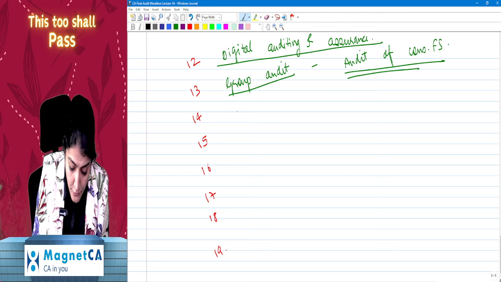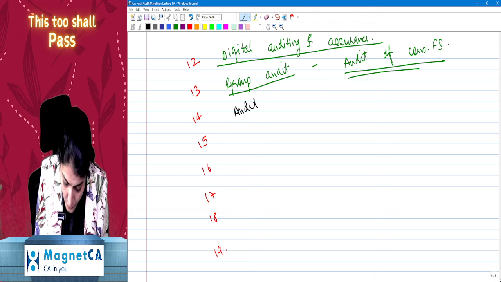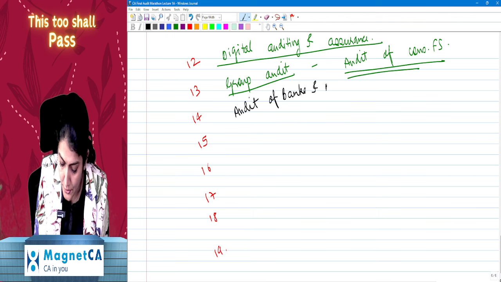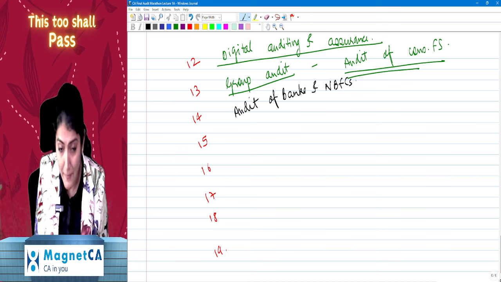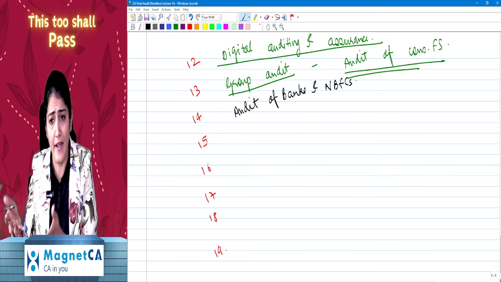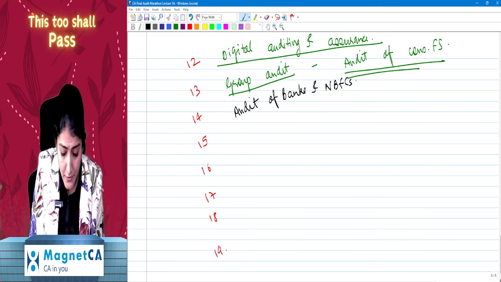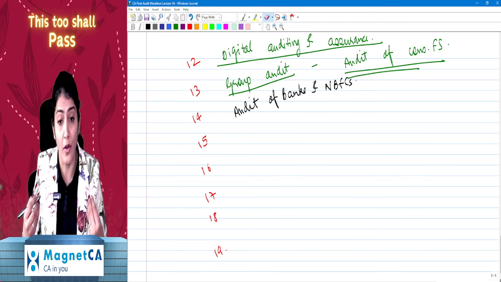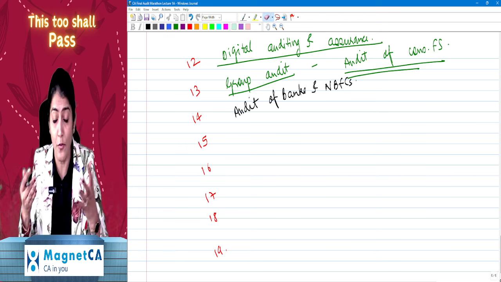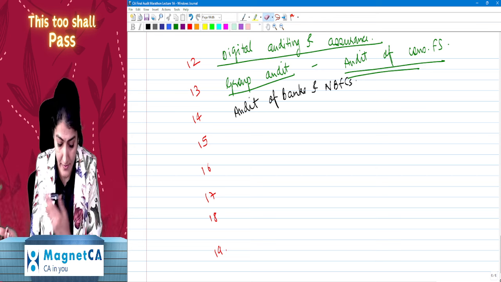Right, then after the group audit chapter, we have two audits in chapter number 14, which is audit of banks and audit of non-banks. What is non-bank? Non-banking financial companies. So the audit of the banks, and then you have the audit of the NBFCs, the non-banking financial companies, okay?